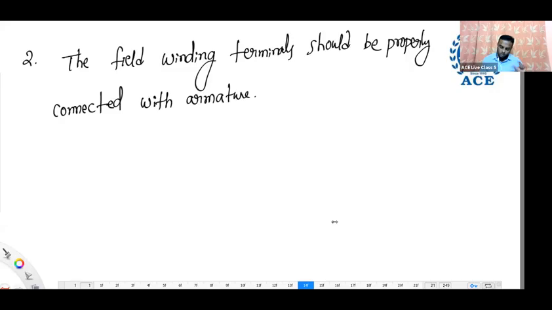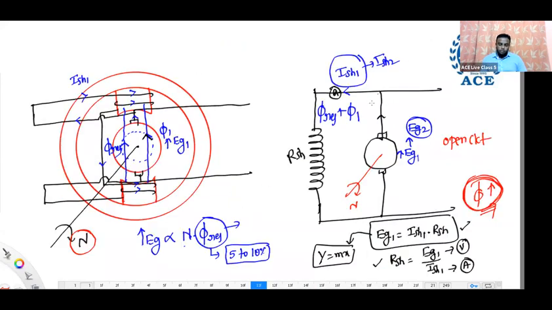Yes, RSH will cut at the saturation only, after saturation at one point. Okay. Now, what is the meaning of that proper connection? Observe here. Here we properly connected. That's why voltage builds up.